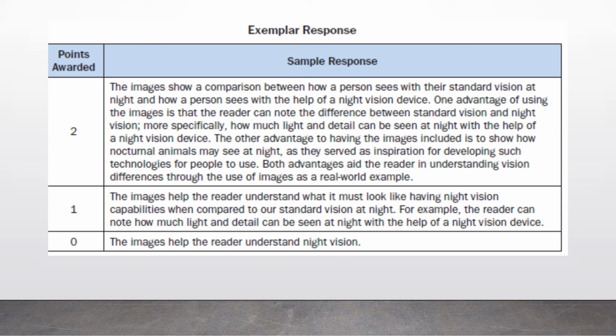Both advantages aid or help the reader in understanding vision differences through the use of images as a real-world example. That's perfect. They speak directly and explicitly to how the images in the passage that we just saw help the reader understand the text and understand the use of standard vision versus night vision devices and equipment. So know the difference. 0, 1, 2.